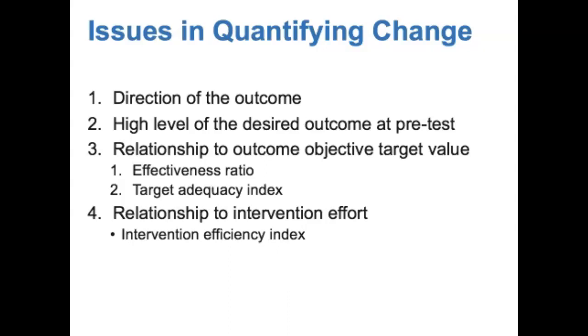Second is the high level of desired outcome at the pretest. And this relates to the diffusion of innovations and how innovations which are at first novel and used by only a handful of people over time become more widespread and common. And when there's a higher prevalence of the desired behavior before the program, it becomes more challenging to increase the prevalence of the health behavior. So sometimes you may want to take into account the initial prevalence of the behavior when you're estimating the effectiveness of the intervention.